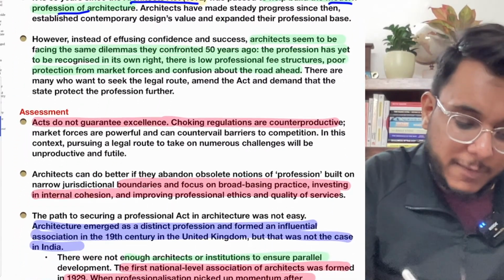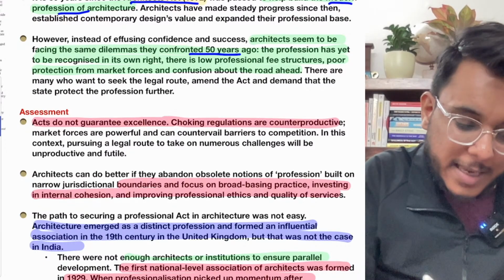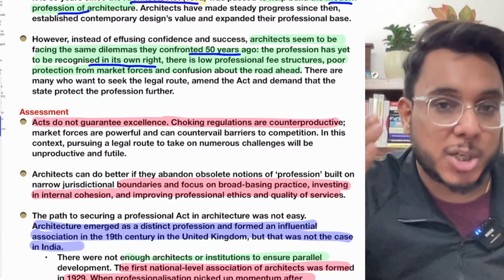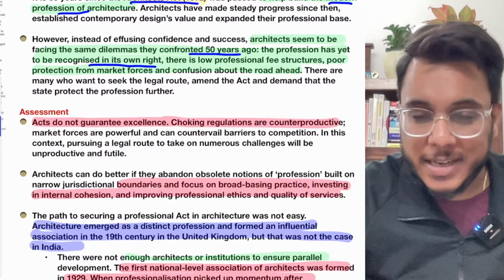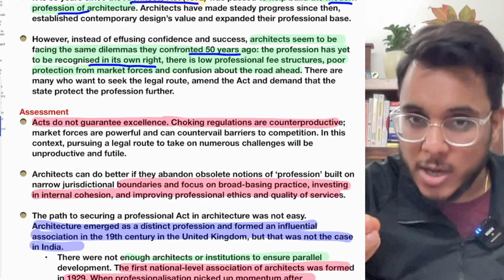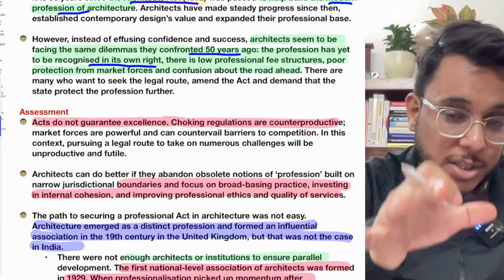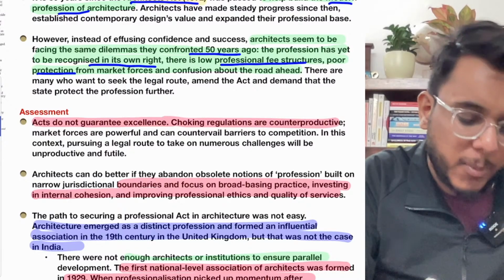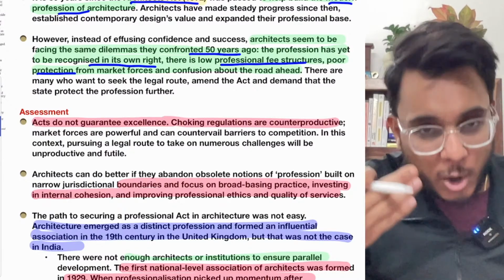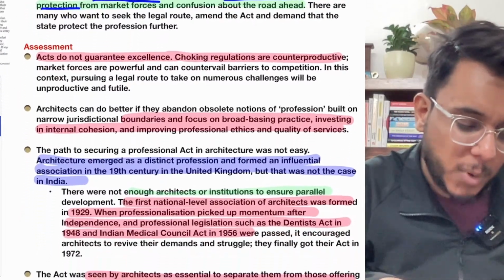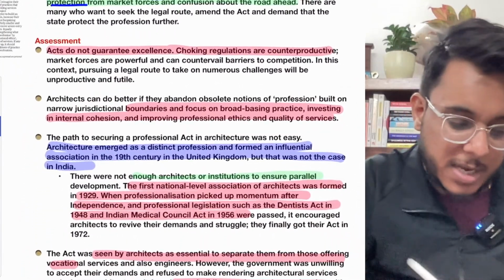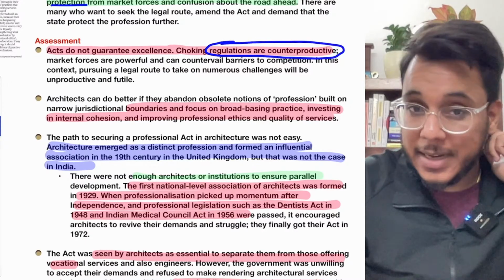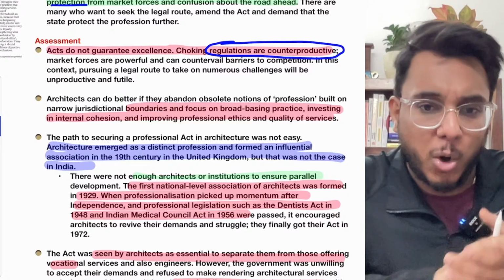It has been provided that even after 50 years, architects are many times not being recognized as a distinct set of professionals. See, we have recognized doctors and lawyers as distinct professionals, but architects have not been recognized as that. There are low professional fee structures, poor protection from market forces. They are not in a very organized kind of setup. All these problems are being faced by architects. There are even regulations that are counterproductive. Fine, the architects have to deal with all these kinds of issues.